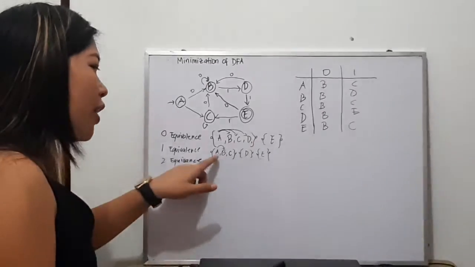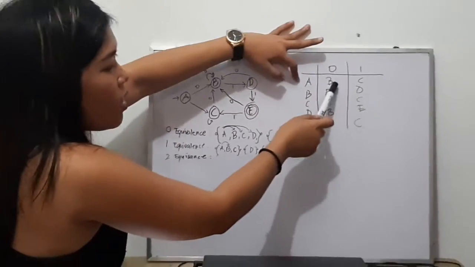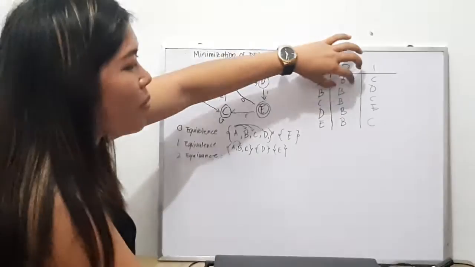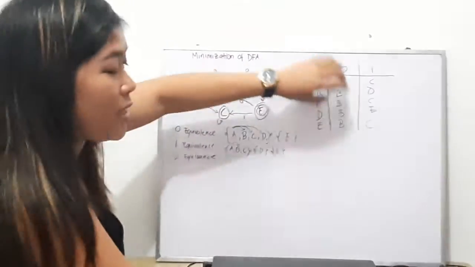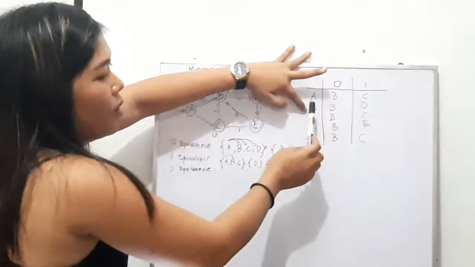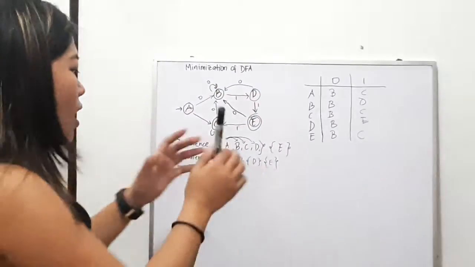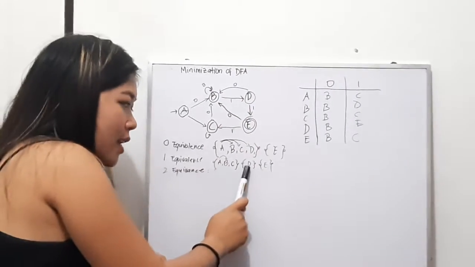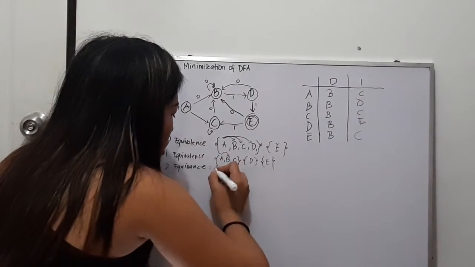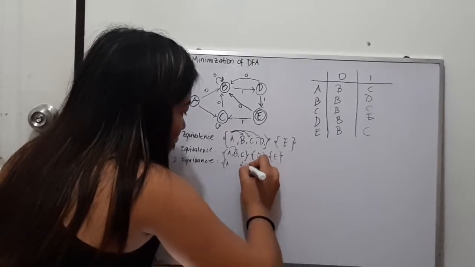So let's check now for A and B here in the transition table. A given input 0 goes to B, and B given input 0 goes to B. So we have no problem with that because it falls into the same set, the same state. A given input 1 goes to C, and B given input 1 goes to D. Let's check if C and D fall into the same set. C is here, D is here, so they are in separate sets. So I will make A one set and make another set for B.